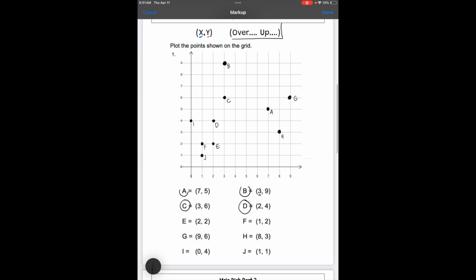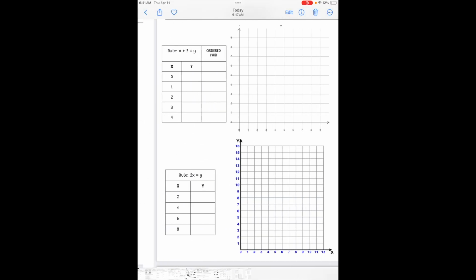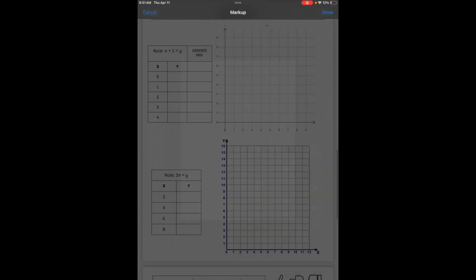The only tricky one I could see you having maybe issues with was that point I for 0, 4. What that means is you just stay on the 0 line, so you don't move on the x-axis, and you just move up on the y-axis 4. Alright, let's go ahead and take a look at the next page.